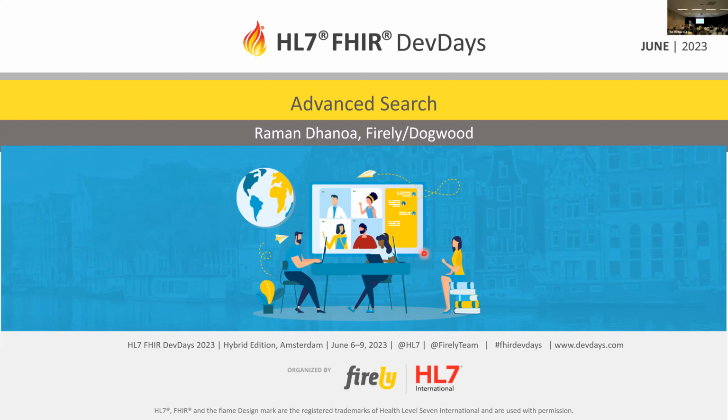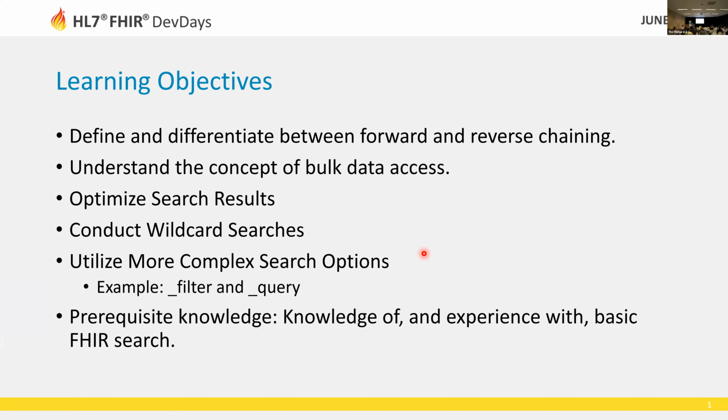But for today, our learning objective is to define and differentiate between what is forward chaining and what is reverse chaining. We'll try to understand the concept of bulk data, and we'll try to see these different techniques on how you optimize these search results for better performance. And then we'll go on to see how we do wildcard searches in FHIR. And if there is time, we will see if we can cover more complex search operations, as in filter or query parameters.